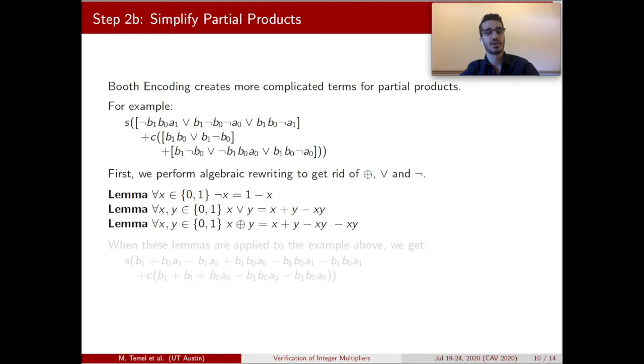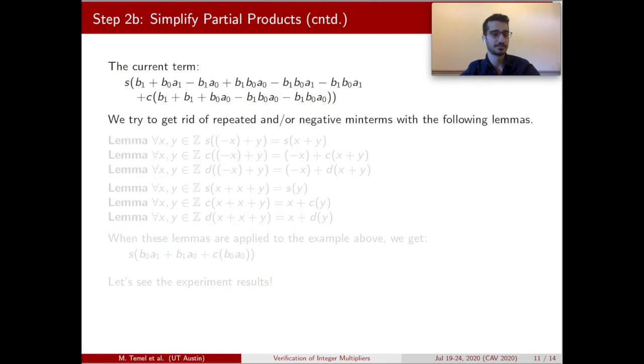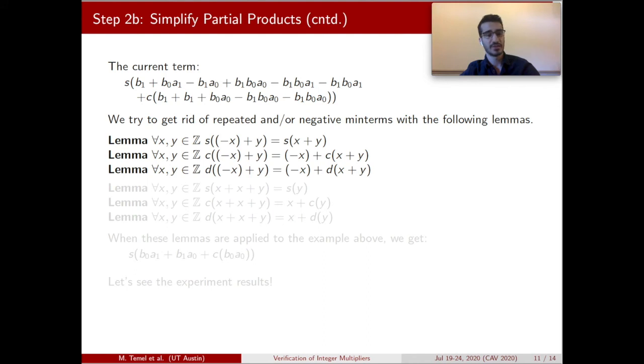Our first step is to get rid of extraneous logical operators, such as XOR, OR, and NOT, with these three lemmas. Then we obtain a term at the top that is composed of only S, C, plus, minus, and logical AND functions. Again, we try to convert such terms into our final form. The first three lemmas pertain to subtracted arguments. Whenever we encounter such an instance, we drop the sign for S, C, and D functions, and we add that instance to the term itself for C and D functions.